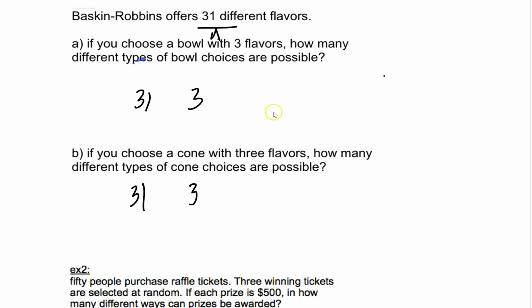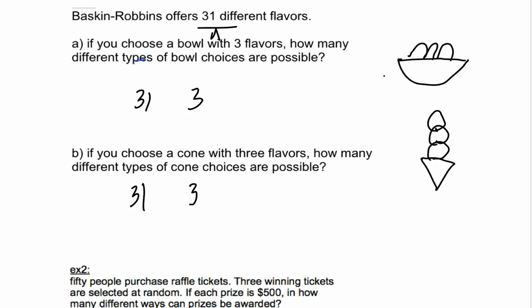But one of these is permutation, one of these is combination. So let's look at this. We have a bowl. That's my terrible rendition of a bowl. We have 3 flavors. And I have a cone with 3 flavors. And I gotta decide which of these does order matter.